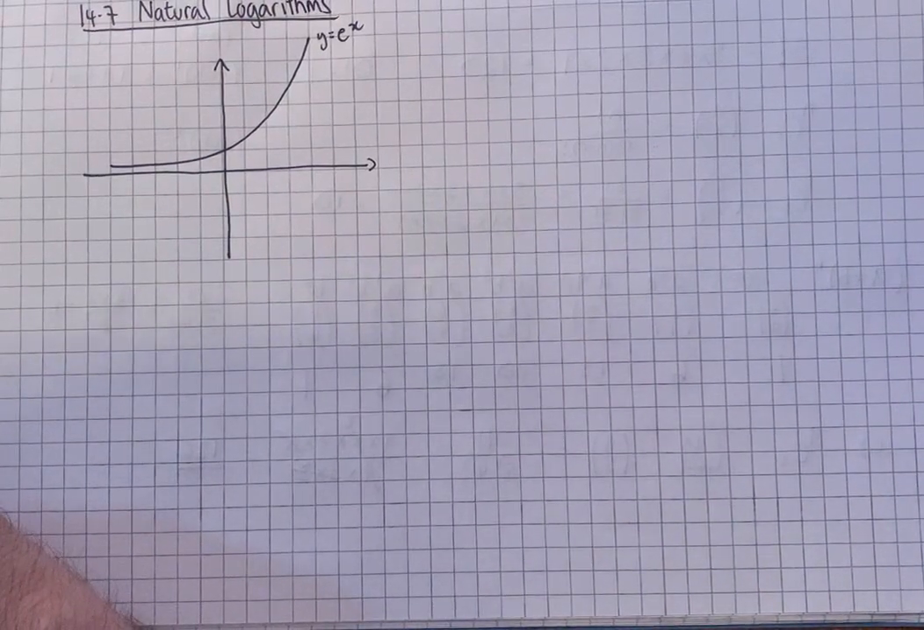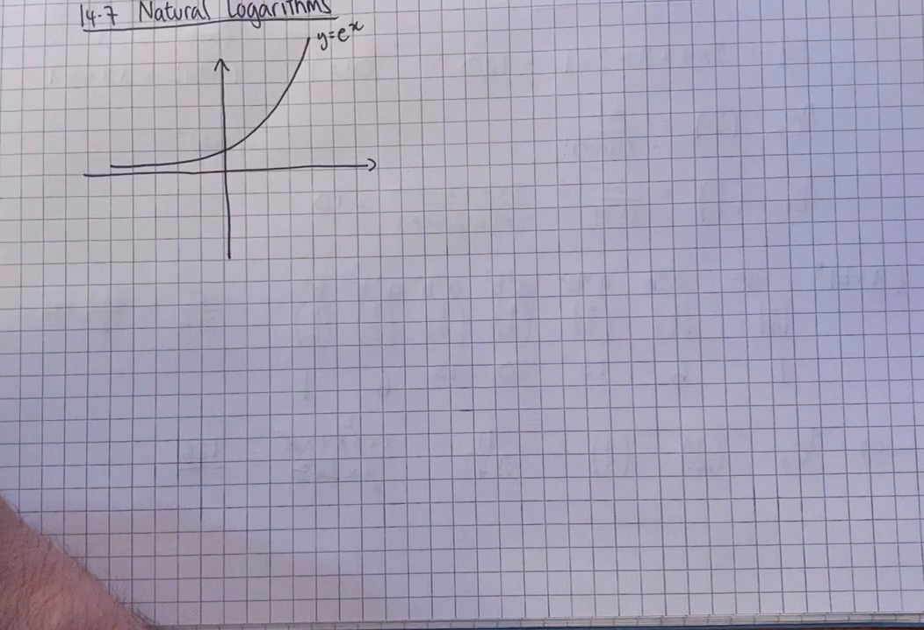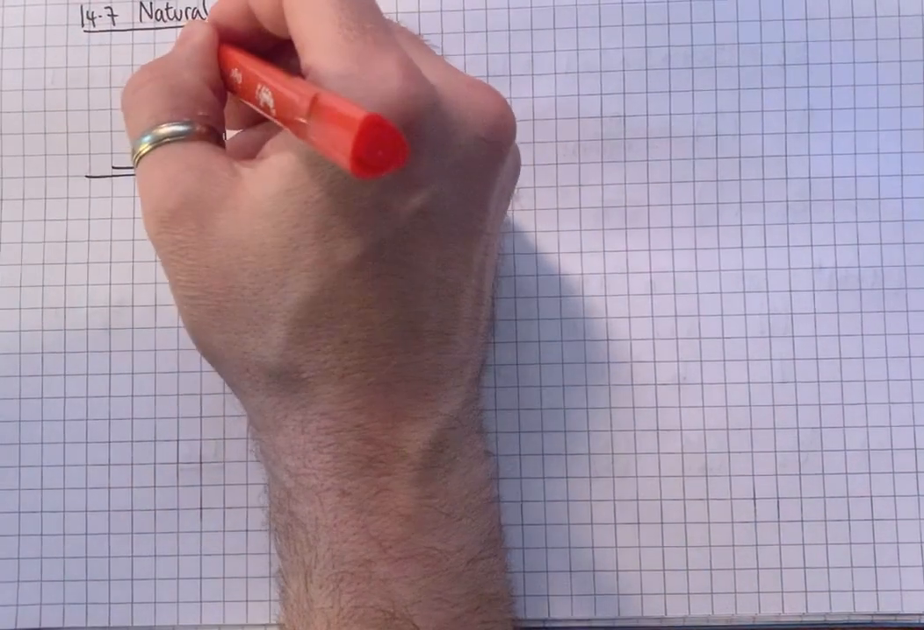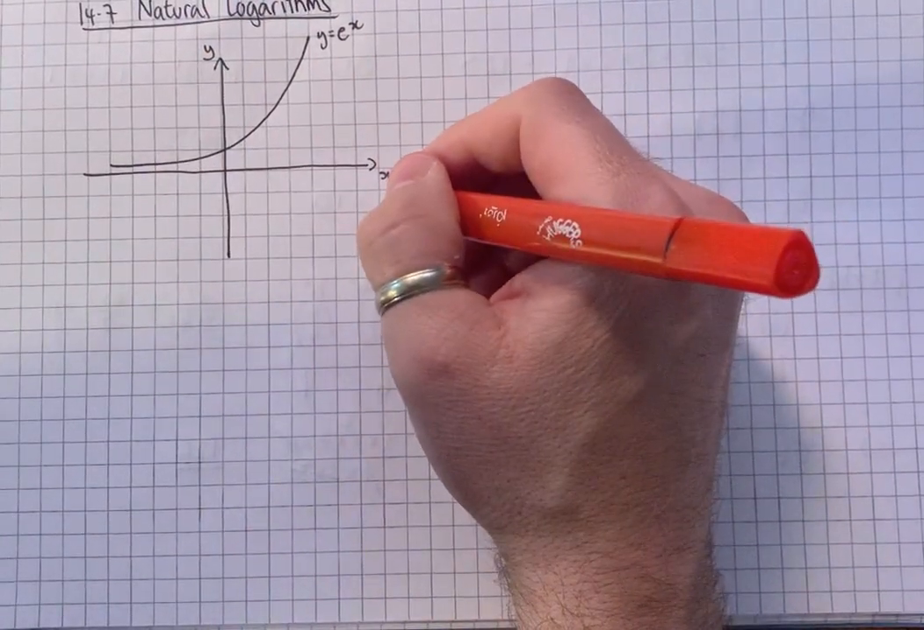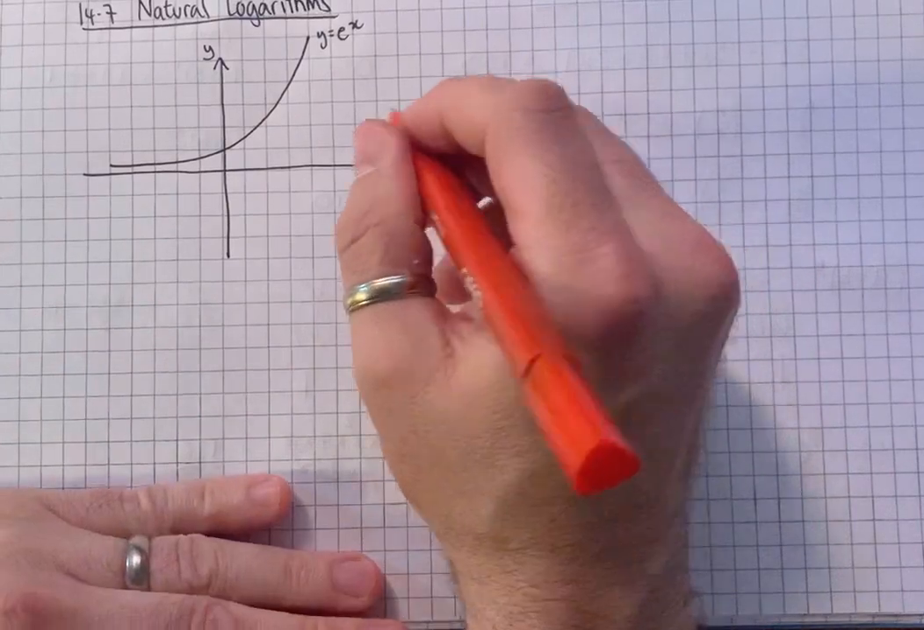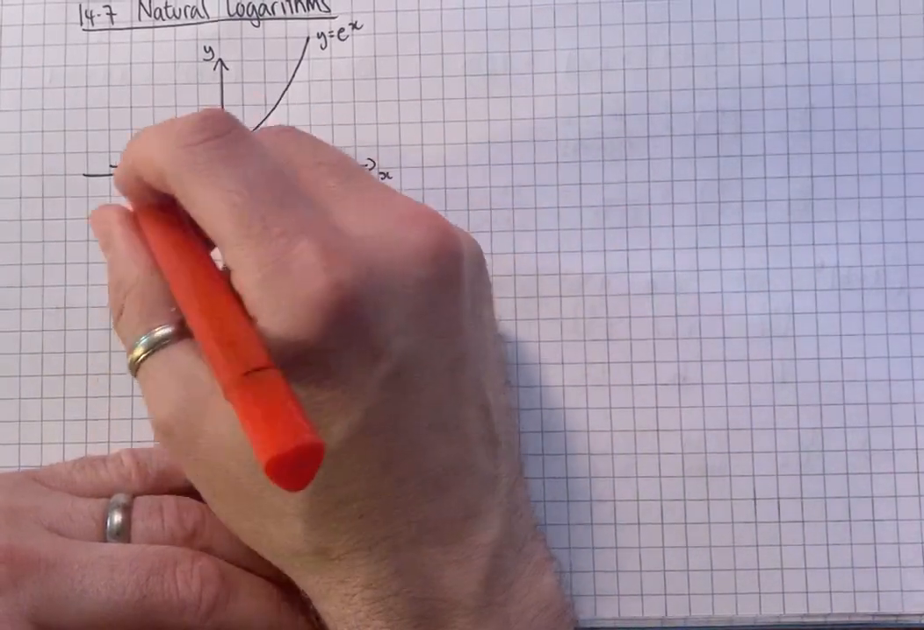Okay, next part of the chapter is natural logarithms. Now, the natural logarithm, ln x, is the inverse function of the exponential function e to the x. And the way we show that graphically is the inverse function will always be a reflection of the function through the line y equals x, because x becomes y, y becomes x.